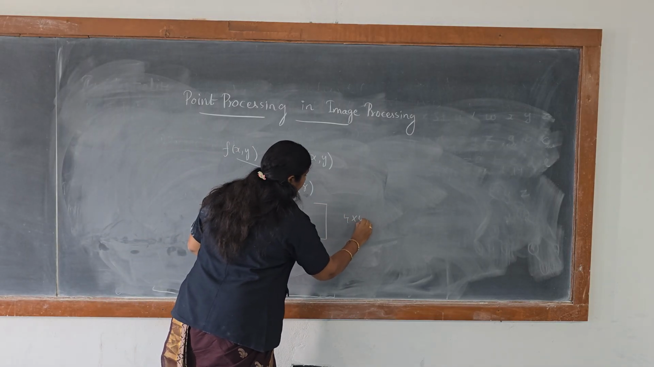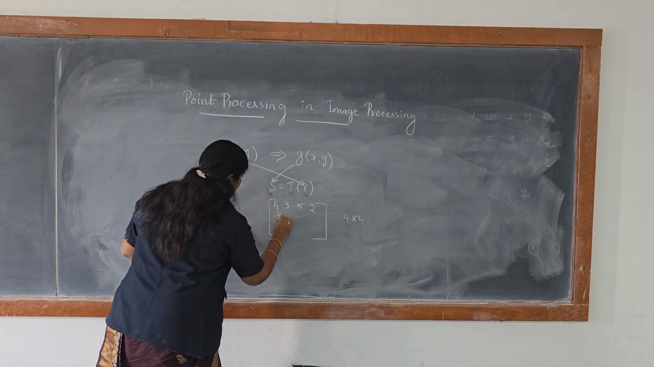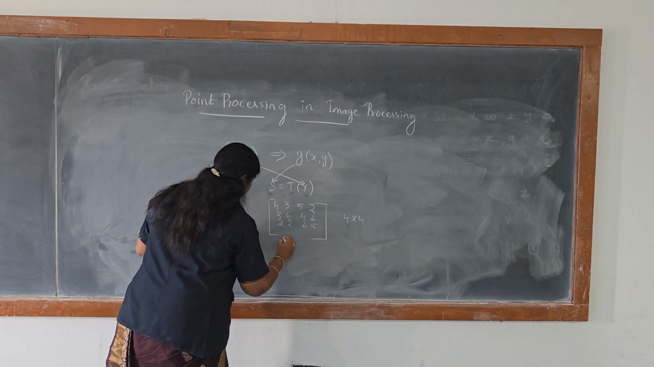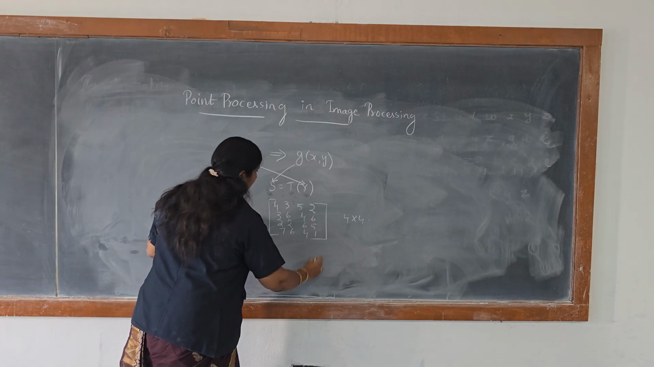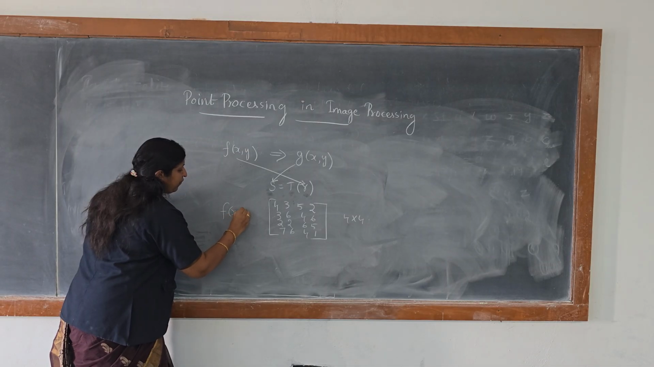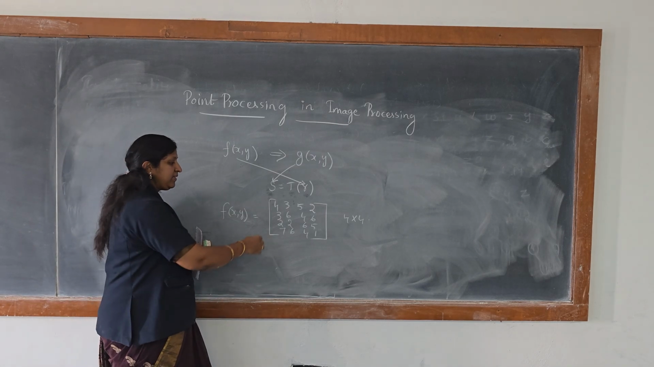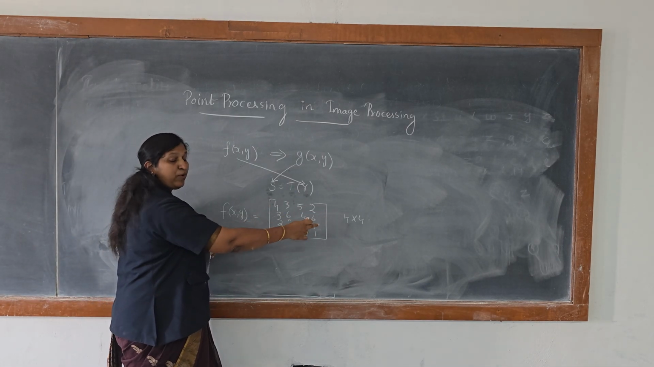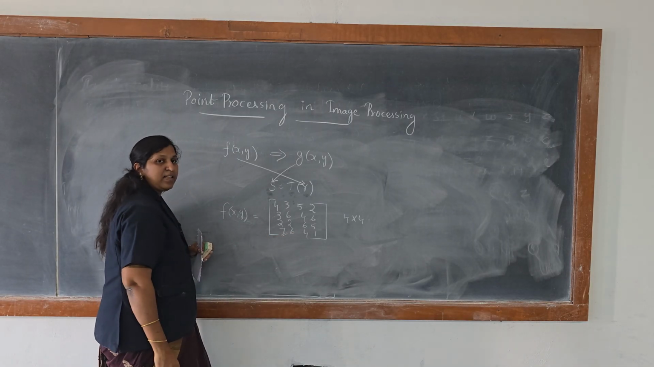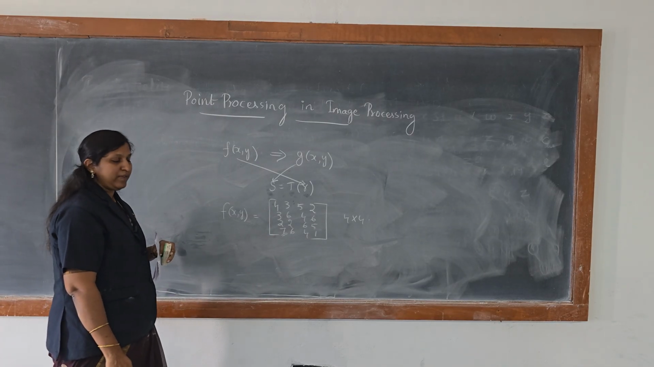It's a 4x4 image matrix. The values are 4, 3, 5, 2, 3, 6, 4, 6, 2, 2, 6, 5, 7, 6, 4, 1. This is an input image f of x comma y. In this image, totally 4x4, 16 intensity values are there. Here 7 is the maximum value. From this maximum value, we can calculate the size of the image.